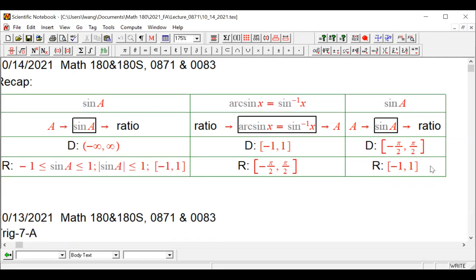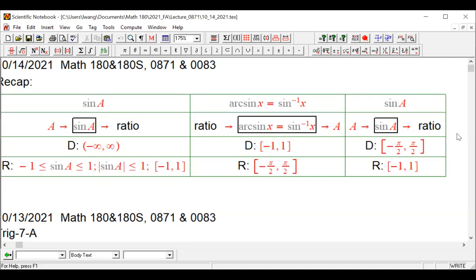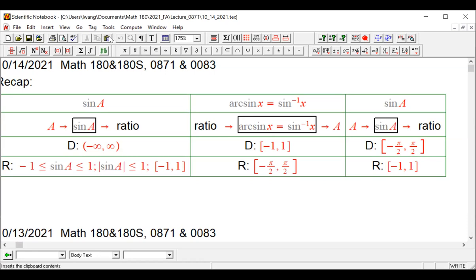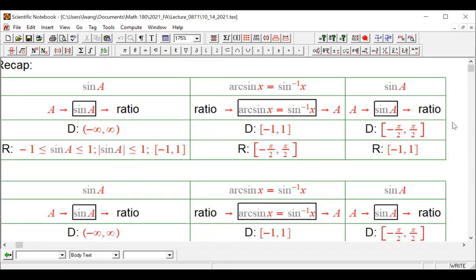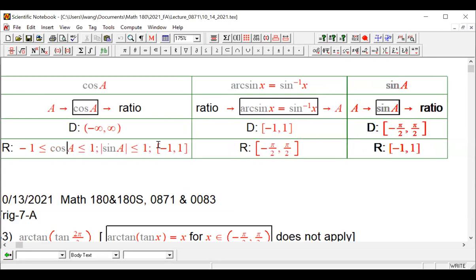Okay, so now for cosine, it's similar. I should not say the same thing, similar. Cosine is taking angles to ratio, and the ratio, of course, is the cosine ratio. So the domain is from negative infinity, and the range is also from -1 to +1. So that's cosine.